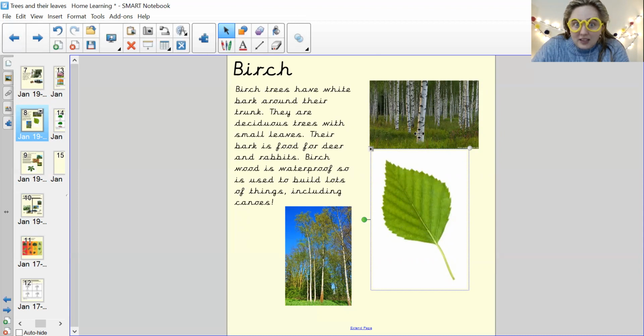Their bark, deer, as in the animal, often eat. Their bark is food for deer and rabbits. So some rabbits and some deer like to eat the bark, which is the white stuff. The wood that the tree is made of is also waterproof, so it's used to build a lot of things, including canoes. How cool is that? And that's an evergreen. No, that's a deciduous tree.